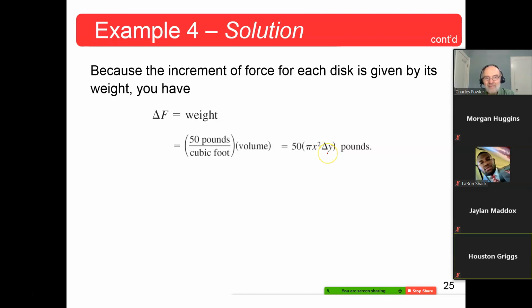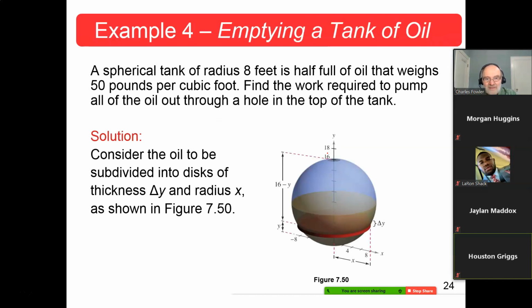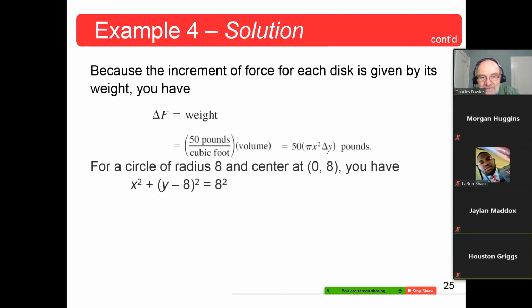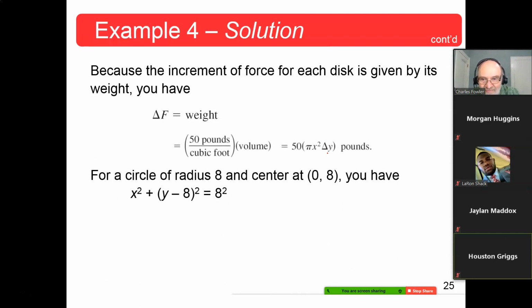Now, they still haven't gotten the x in terms of y, but that's certainly a start. Let's go back here and look. The thickness of that is delta y, the radius is x, and pi r squared, or pi x squared, is the area. I was trying to get that changed for you. They're not going to do it yet. Times delta y, that's the volume. But we still have to get that.